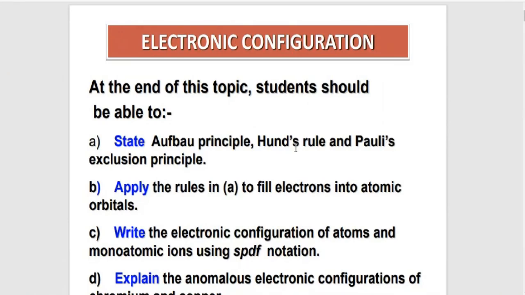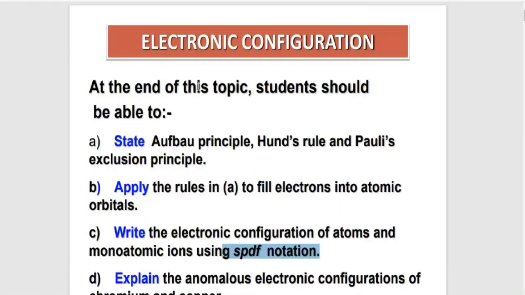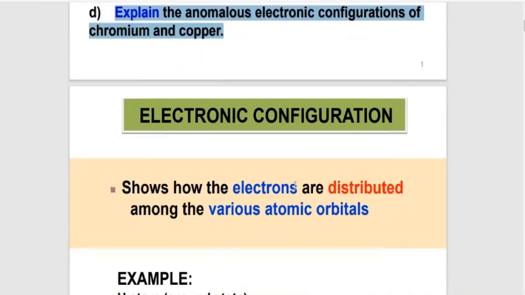So now you have to know how to apply these rules to fill in the electron in atomic orbital. And write the electronic configuration of atom and ion using the SPDF notation. Okay, one is SPDF notation, another one is orbital diagram. Orbital diagram ni tunjuklah, jadi ada dua cara. And then we need to explain the anomalous electronic configuration of chromium and copper. Okay, video madam ada tunjuk. Jadi sekarang kita quick view lah.